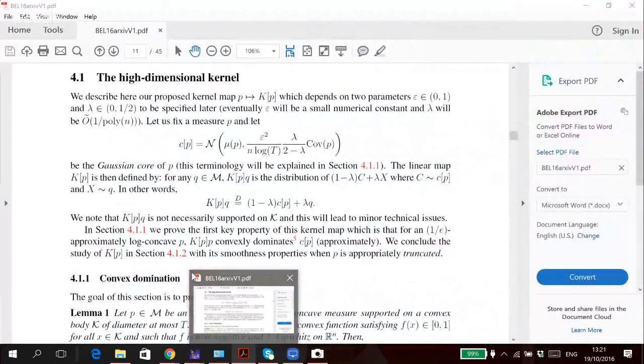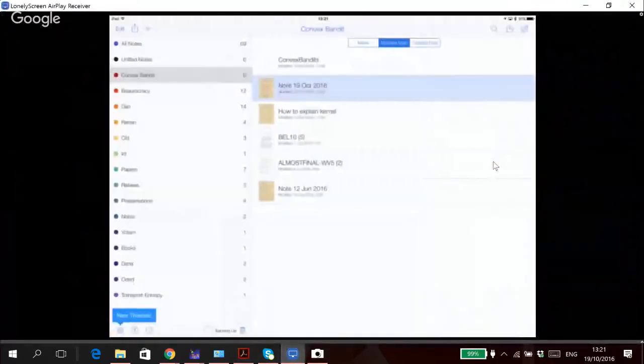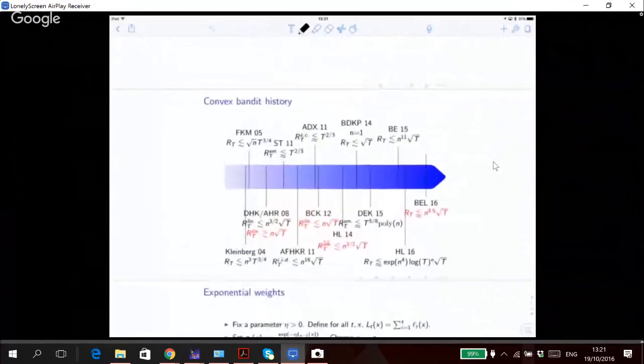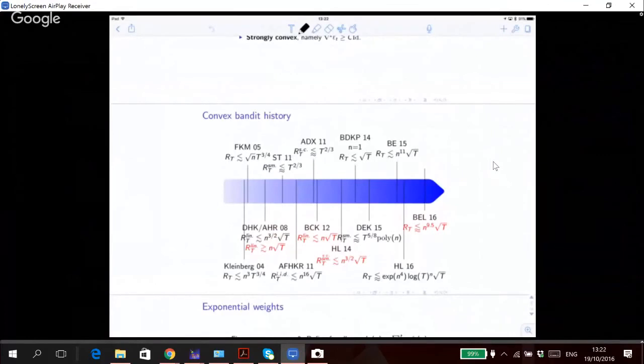For this, let me very quickly show you some history. The first papers that looked at the convex bandit are from 2004 and 2005, by Kleinberg and one by Flaxman, Kalai and McMahan. They both showed, independently and at more or less the same time, a bound of T to the 3 over 4. The lower bound is, of course, again root T, by taking random functions that have at least two distinct values separated by a constant.